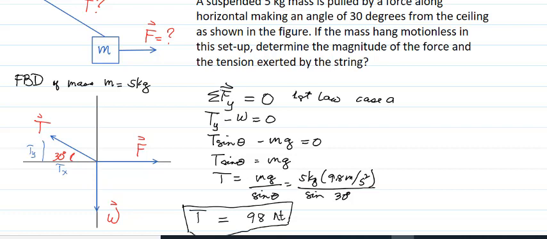The next question is to determine the force F. Our force F is located horizontal. Let's also do the summation of forces along horizontal of all the forces acting on our mass. So is this equal to 0 or ma? Again, motionless, so this is equal to 0. There's no acceleration. So this is first law, case A.